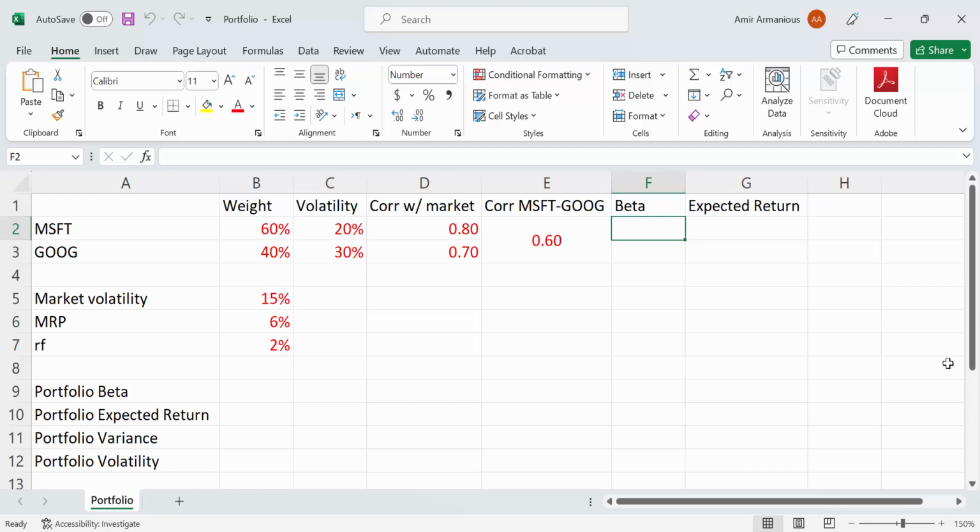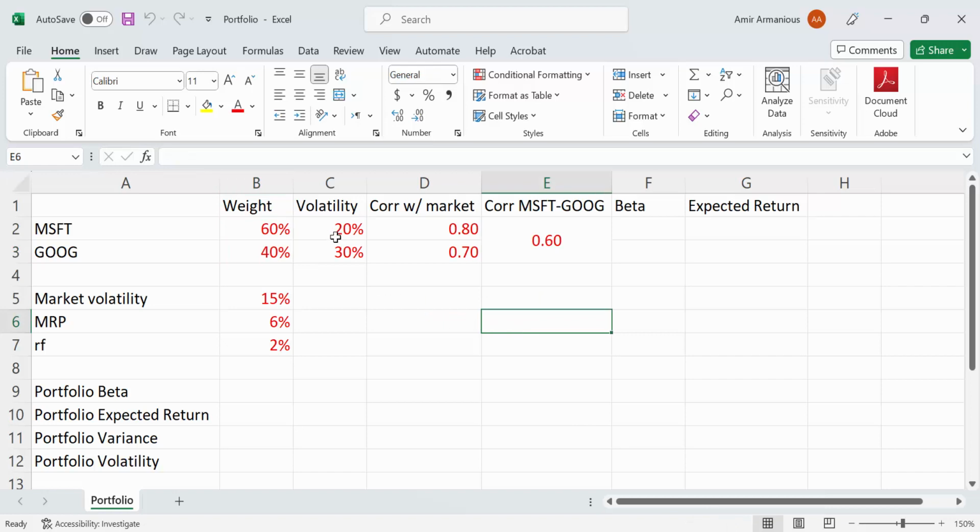This is an example of portfolio formation. Let's assume that in our portfolio we have two companies, Microsoft and Google, or Alphabet. All the given data are in red. The weight, or percentage, of Microsoft shares is 60%, and the weight of Google shares is 40%. The summation of the weights here must always equal 100%.